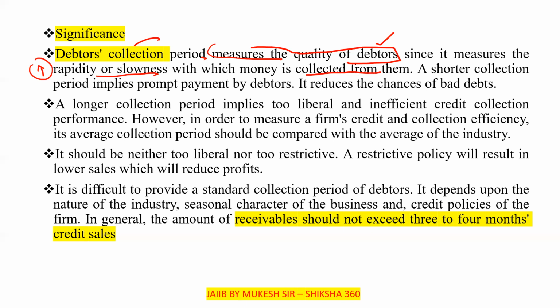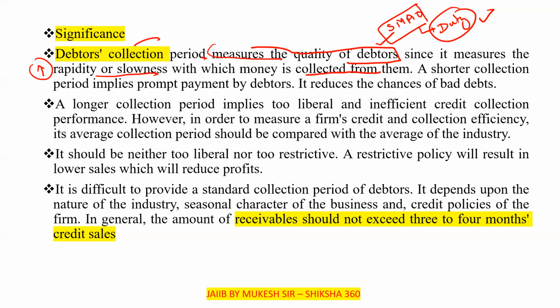A shorter collection period implies prompt payment by the debtors. It reduces the chances of bad debts. Like, if we know that our account is in the category of SMA 0, it's our duty to follow up on that, so that we are able to receive the money on time, before the account becomes an NPA.